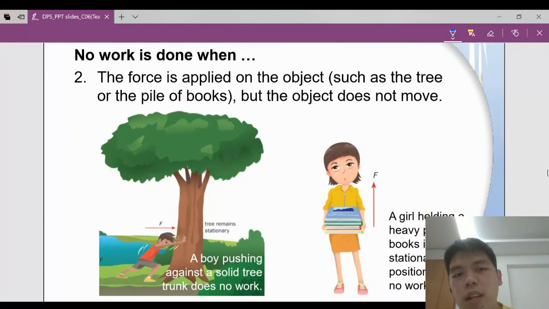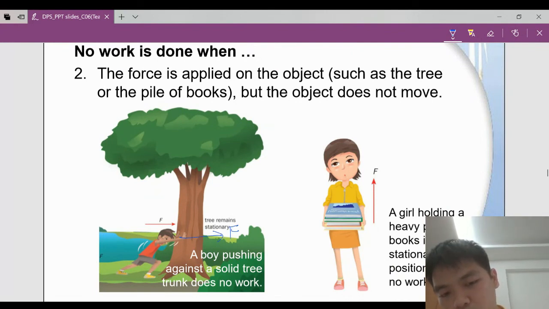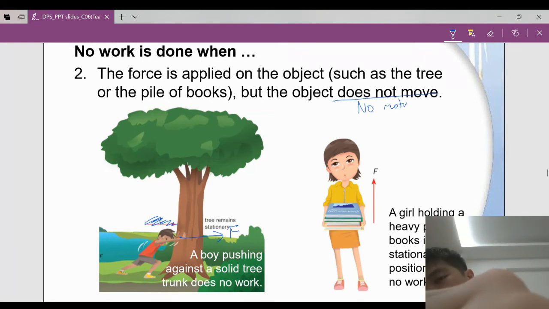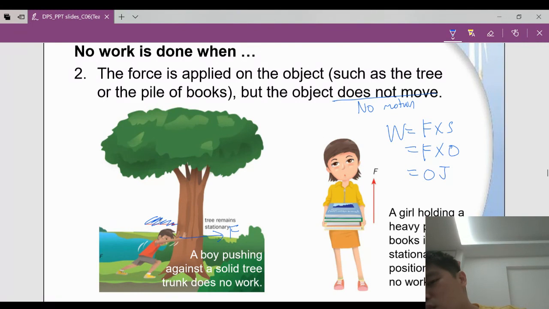Next, no work is done also in the following scenario. The force is applied on the object. So this person pushed the tree here. I don't like this force because it's not touching also, but the object does not move, so there is no motion. So W equals force times distance. If you exert a very big force to push this tree, but this tree never moves, your distance moved is 0. In this case, it's 0 joules.